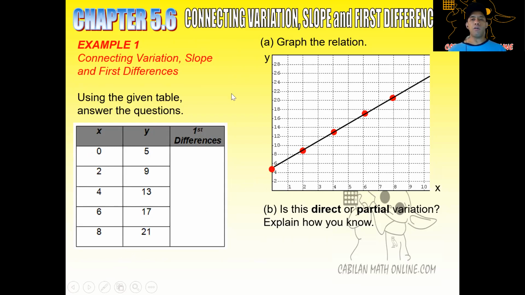All right. Now, don't forget, always extend your line straight through just in case you have to do interpolation or extrapolation. But we're not going to do that in this lesson, but just a reminder as well.